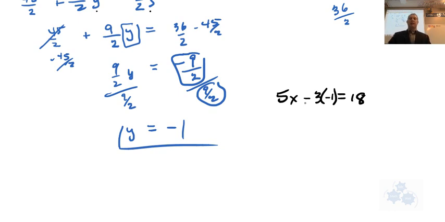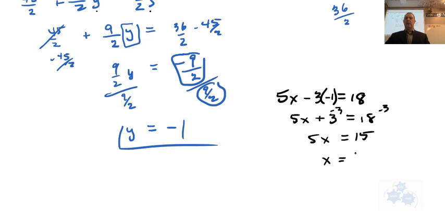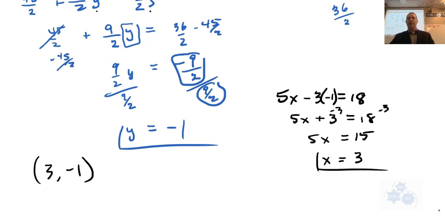So 5x minus 3 times negative 1 equals 18. That's 5x plus 3 equals 18. 5x is going to equal 18 minus 3, and x is going to equal positive 3. That part was a little bit easier, wasn't it? So here we have our prospective solution, 3, negative 1. That's what I'm looking at as an answer.